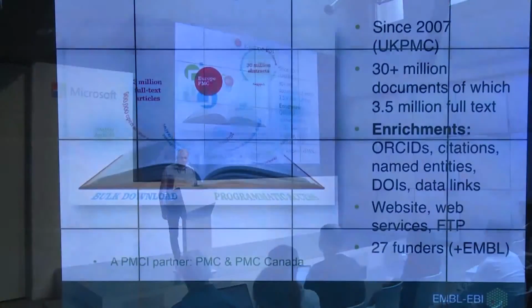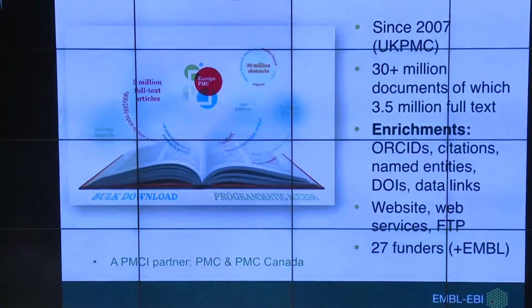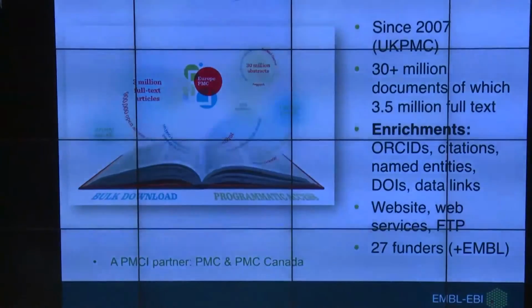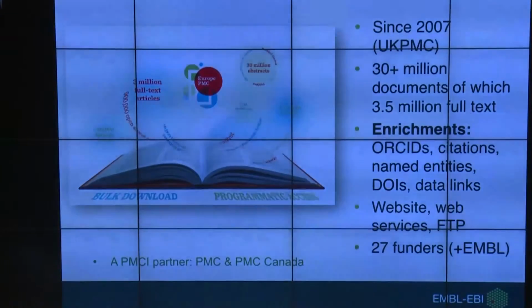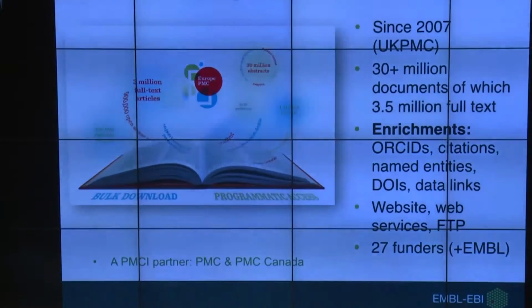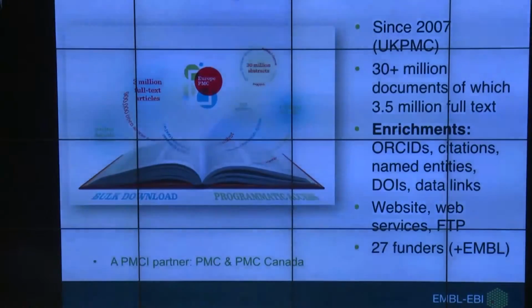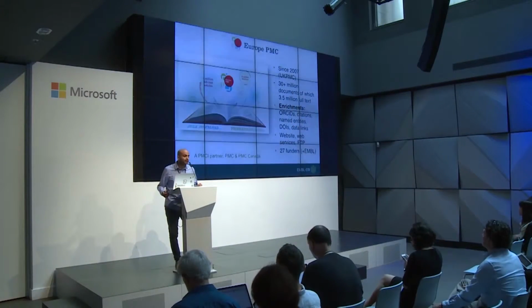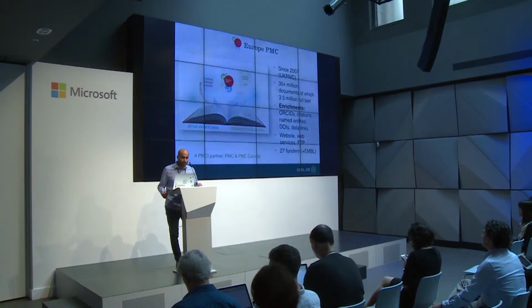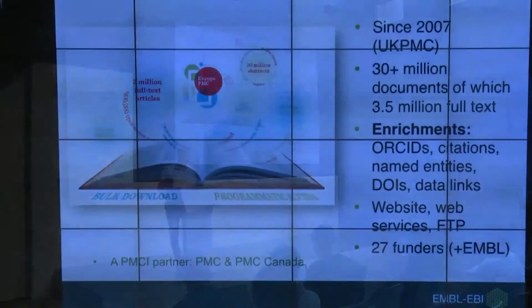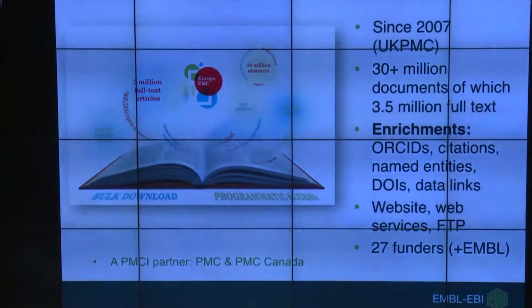Europe PMC has over 30 million documents, of which 3.5 million are full-text articles, and over 29 million are PubMed abstracts. The data in Europe PMC can be searched by citations, named entities, data links, and also by section-level searches. The data can also be accessed programmatically and is available as bulk data.